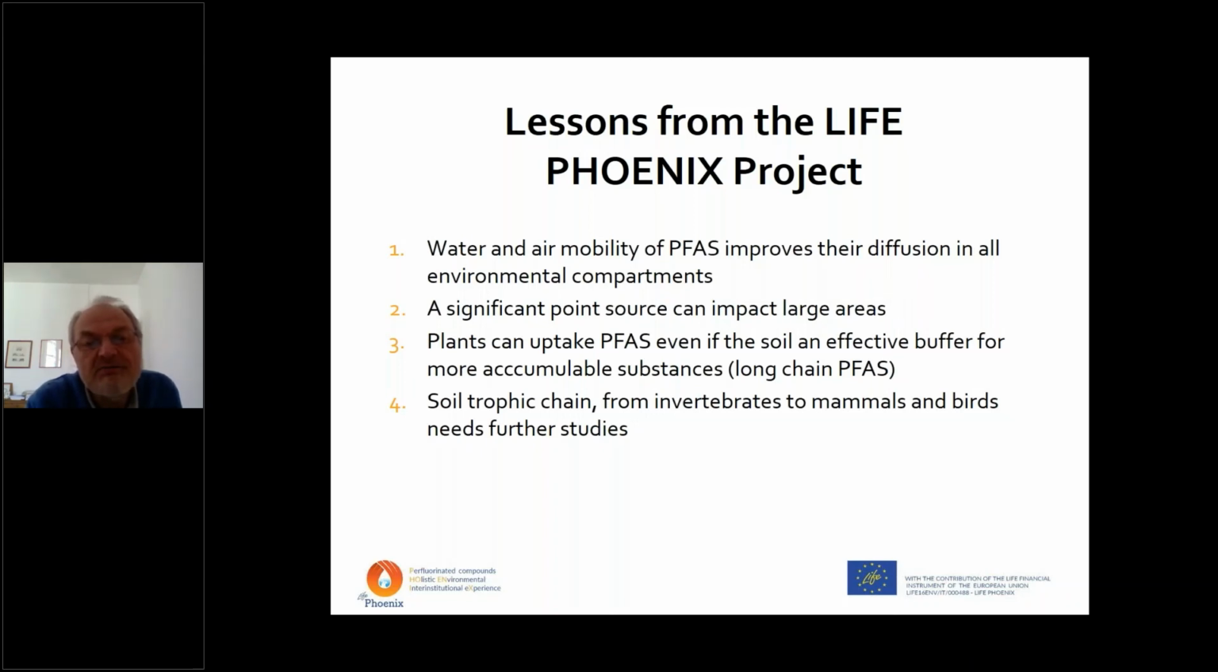can be impacted by PFAS, can take up PFAS, even if the soil could be an effective buffer for accumulating and storing more accumulable substances that can be released slower over time. And also the soil trophic chain, from invertebrates to mammals and birds, needs to be better studied, because most of the studies until now were devoted to the aquatic chain.